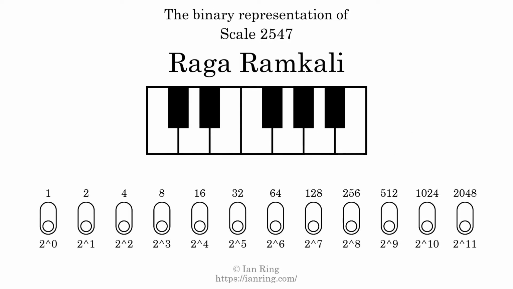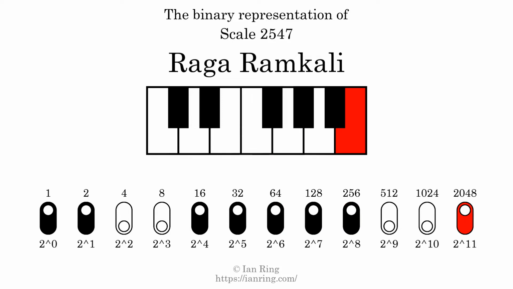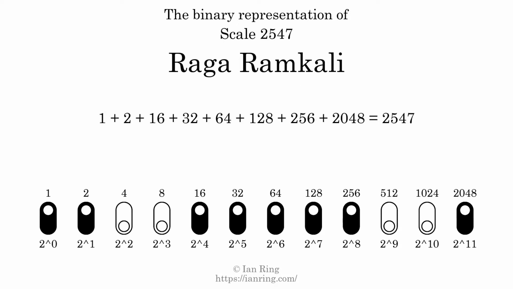The binary representation of this scale is determined by mapping tones of the scale to binary digits. Each binary digit represents a power of 2. To get the scale number, we add the powers of 2 together. The powers of 2 that are present in the scale, all added together, equals 2547.